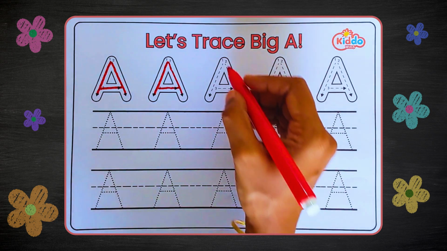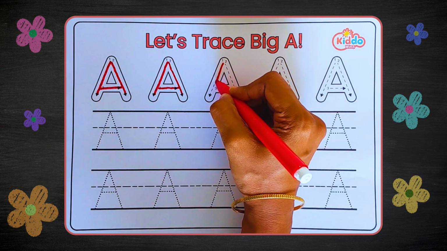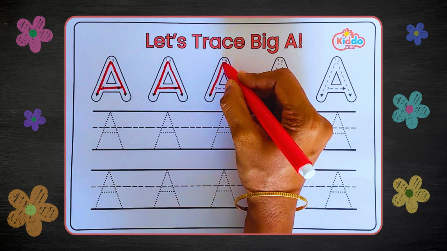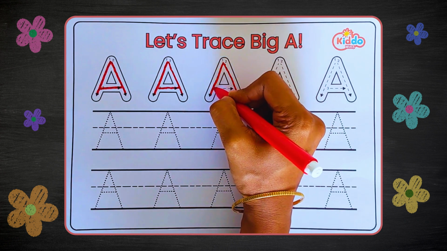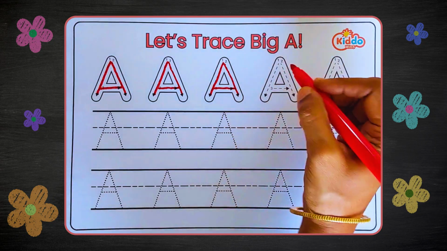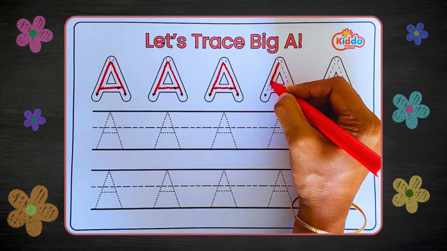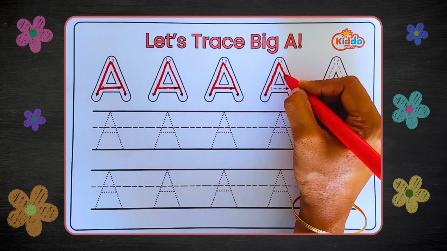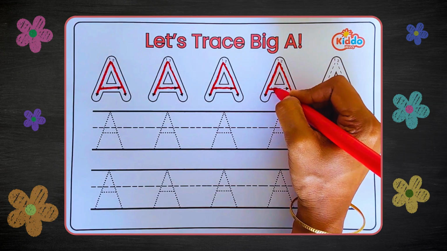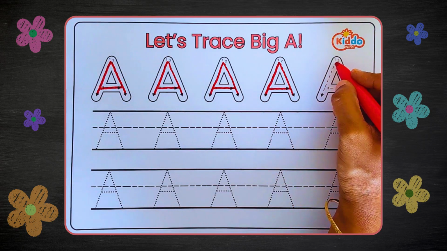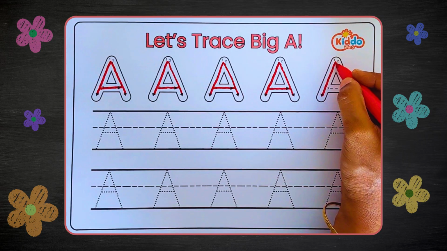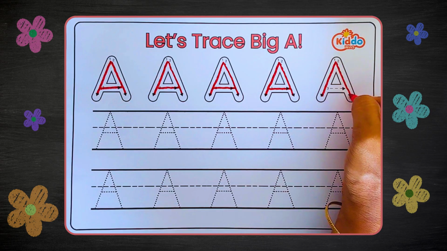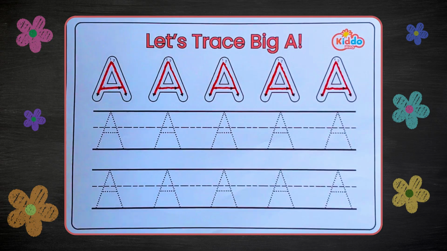Let's do it again. Start at the top, go down to the left, back to the top, go down to the right. Now go across. That's a big A. A, A, A. Now it's your turn. Start at the top, go down to the left, back to the top, go down to the right. Now draw a line across.